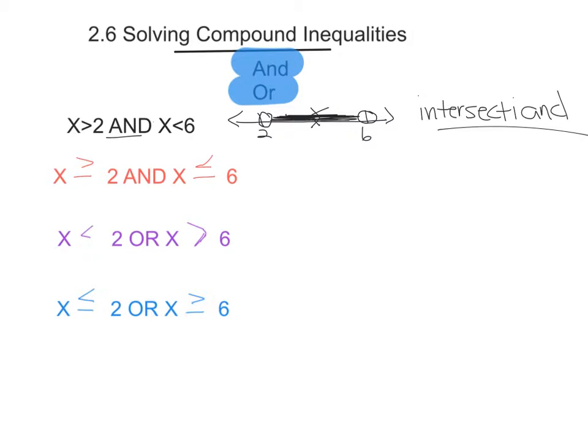Okay, next one we have the same thing again with our 2 and our 6. This time on our number line it's greater than or equal to 2. So that means we need a closed circle. And it's going to the greater than, so it's going to go to the right. And the less than or equal to for the 6 is going to go to the left. And so again, because we had and, this is an intersection. The lines are going to collide or intersect. So again, when we have the word and, it's going to be an intersection.